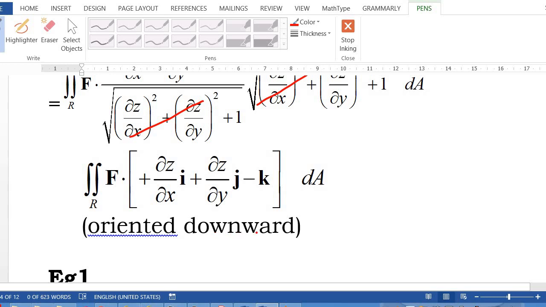So how do you know whether this is up or down? Look at the component K. If component K is negative, the surface has a unit normal vector pointing down. If K is positive, with the others negative, that is oriented upward.